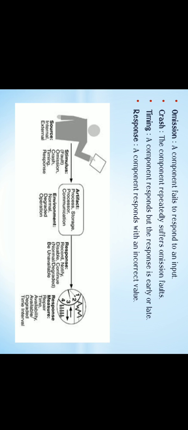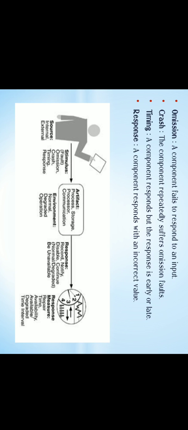For example, in the Google search engine, when we enter the name of some notes that we want to download, it will not give an appropriate result. We want to download the notes, but we get some video files, while we actually want the PDF. So the response is wrong. This type of wrong response is called omission: a component fails to respond to the input.